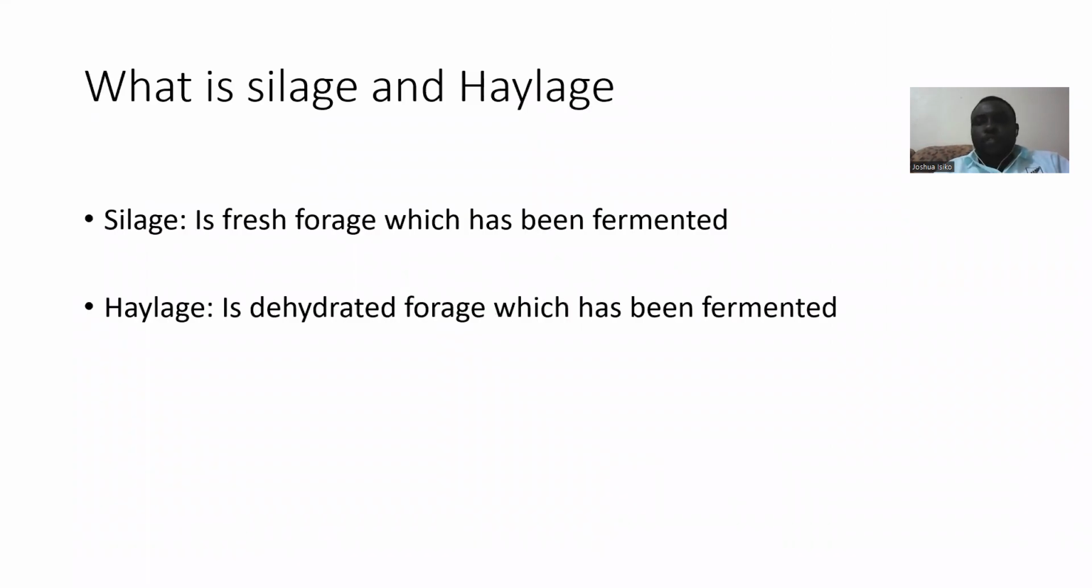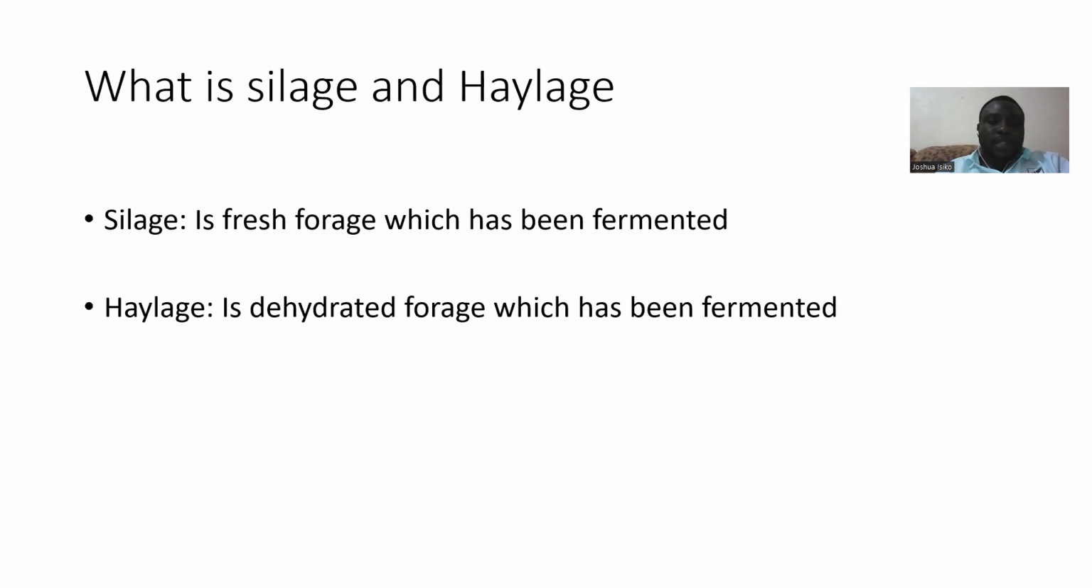We start with the definition right away. What is silage and what is haylage? Silage is fresh forage which has been fermented. It's as simple as that. So that's what we call silage. And haylage is dehydrated forage which has been fermented.